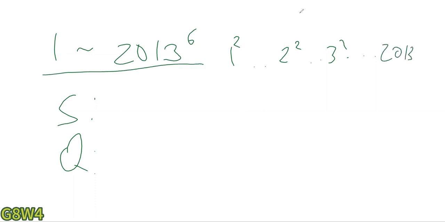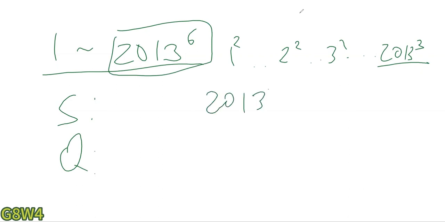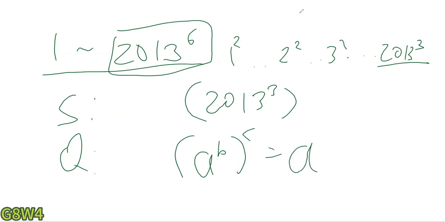So first off, if S was the squares, then we would have 1 squared, 2 squared, 3 squared, dot, dot, dot, all the way to what's the largest square they could be? Well, the largest square in this list is 2013 to the power of 3, because this squared equals 2013 to the power of 6. By the rule of powers, if we have a to the power of b, to the power of c, this equals a to the power of b times c. So that means this equals 2013 to the power of 6.